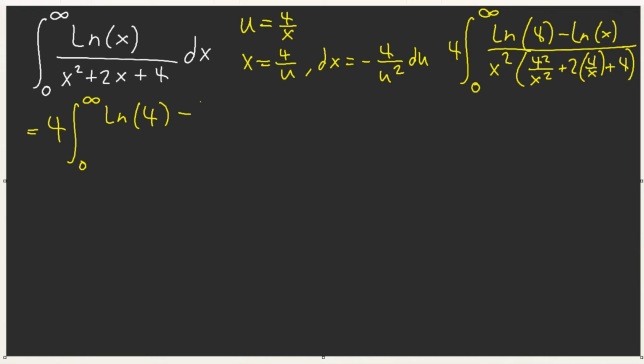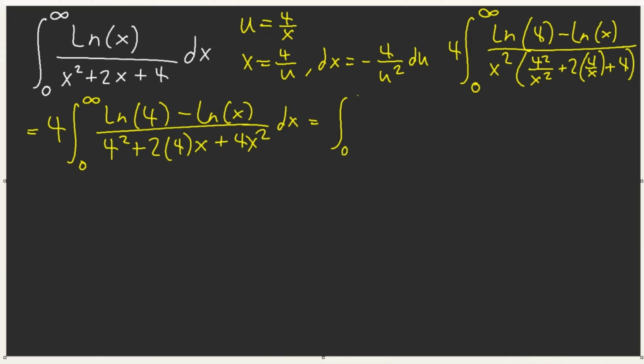Now what we have is ln 4 minus ln x. Now we have 4 squared plus 4x plus 4x squared. Now we can factor out the 4, which cancels out this coefficient. Perfect. Very perfect. And now ln of 4, ln of x.